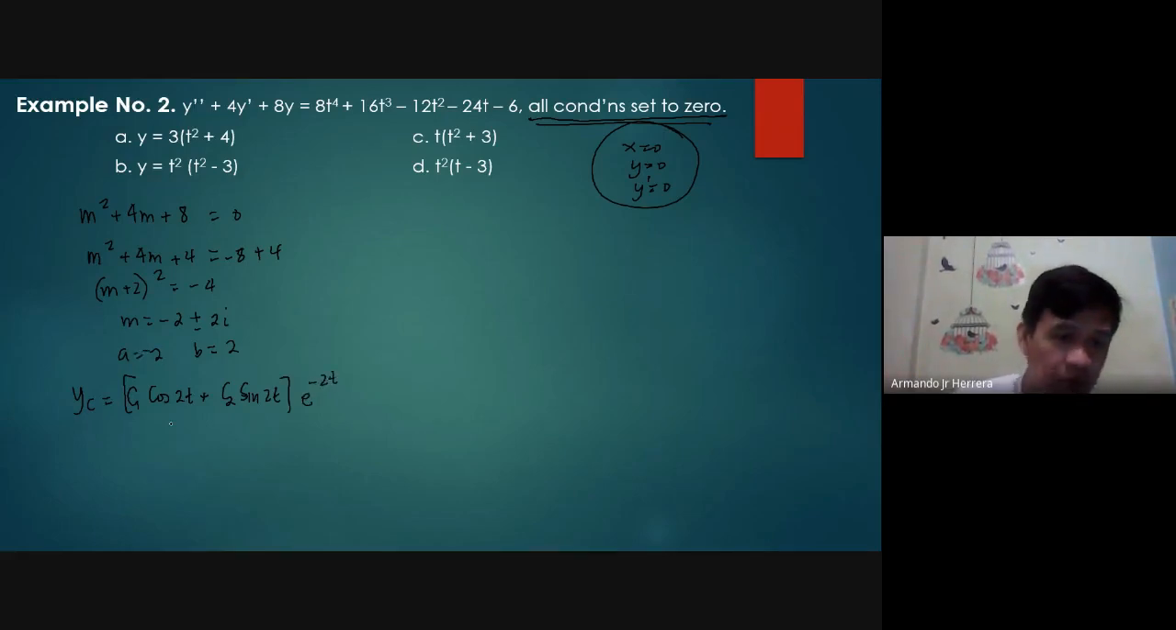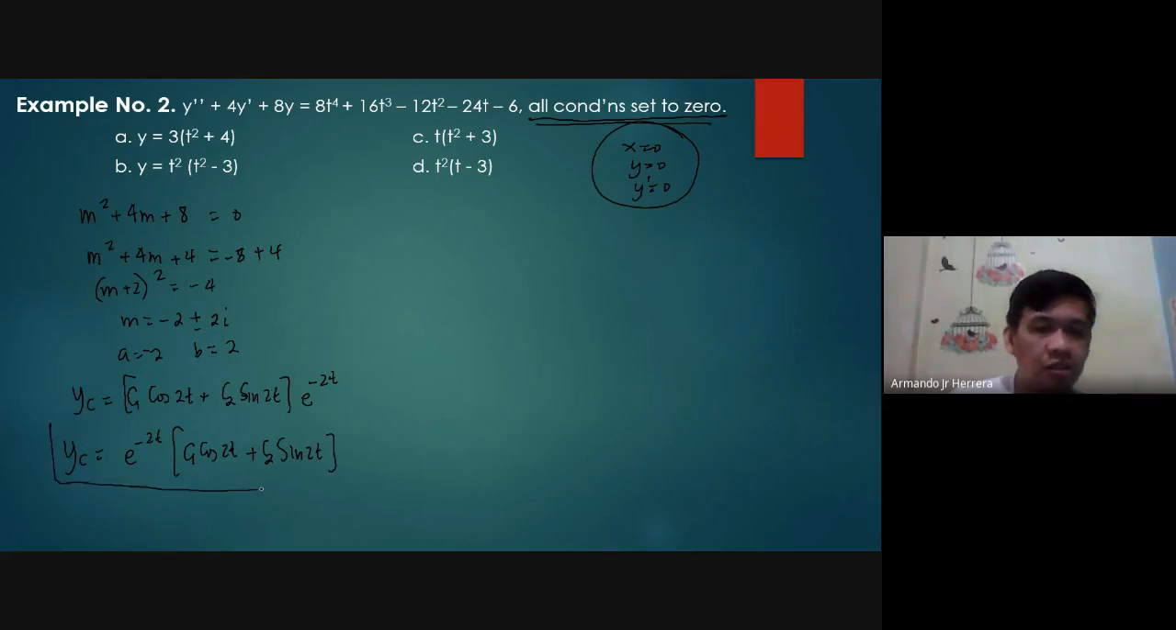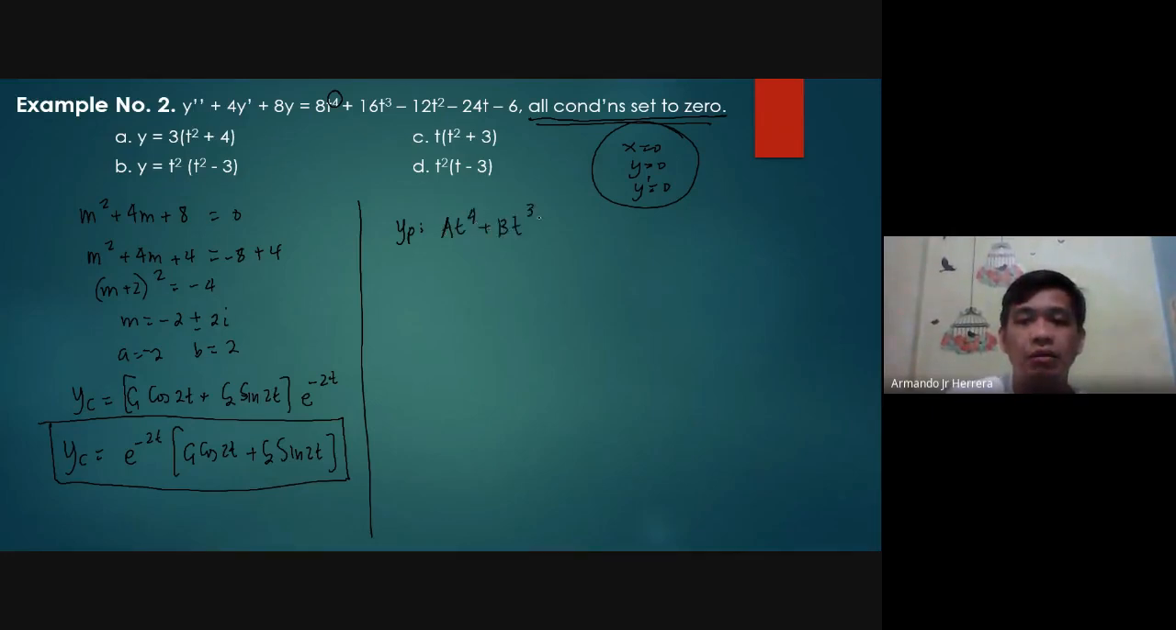So rewrite lang natin. YC is e to the minus 2t, C1 cosine 2t plus C2 sine 2t. So that will be our YC. So for YP, since degree 4 siya, so that's At to the 4 plus Bt cubed plus Ct squared plus Dt plus E. So ibig sabihin, there are 5 constants to be solved.